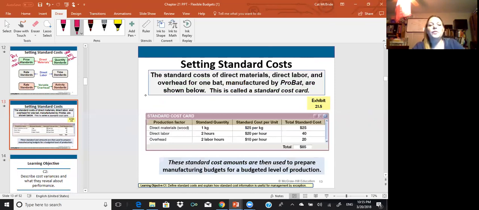So with standard, this is easy. This is just what we've been looking at. So direct materials, we plan to use 1 kilogram at $25 per unit. So our standard cost is $25. This is just how we built the budget to begin with. Like our direct labor, we plan to use 2 hours per unit at $20 per hour is $40 per piece that we manufacture.